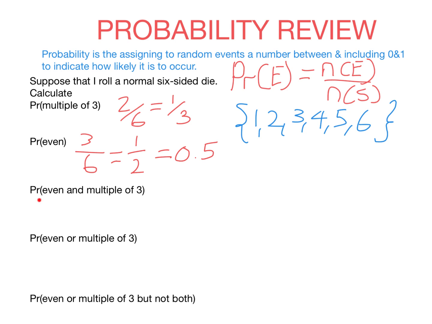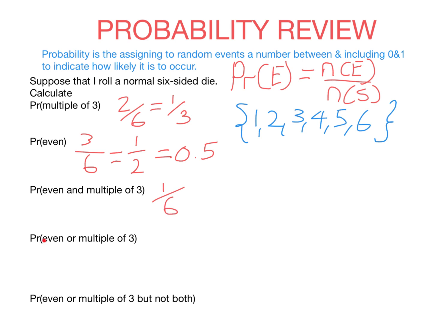So let's go and find the probability I roll a number that's even and a multiple of 3. So "and" in probability means it has to be both. It has to be even, it has to be a multiple of 3. So from our sample space, 6 is the only number that is both even and a multiple of 3. There is only one way this can occur out of 6 outcomes in total.